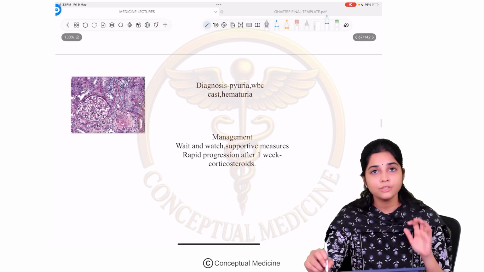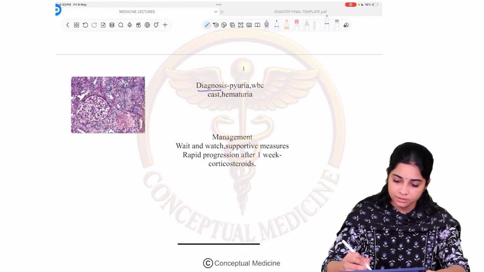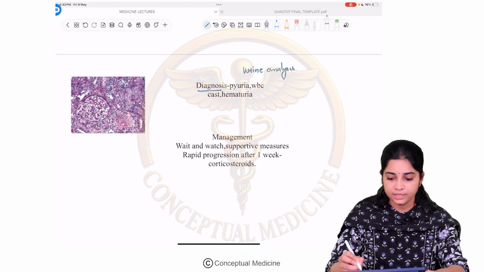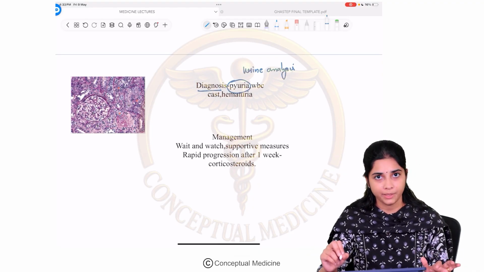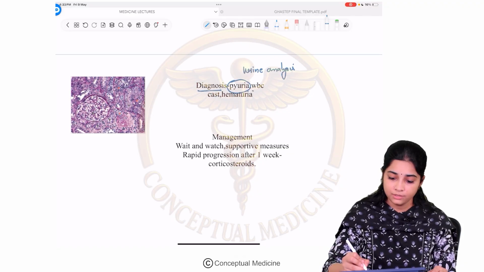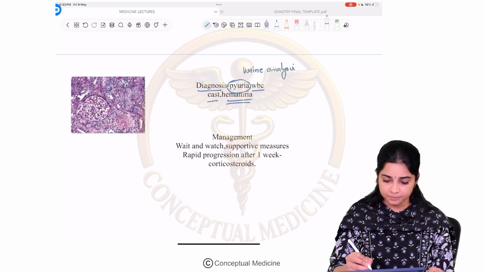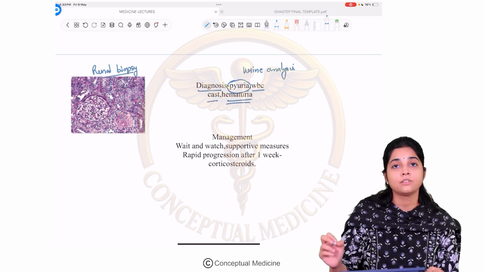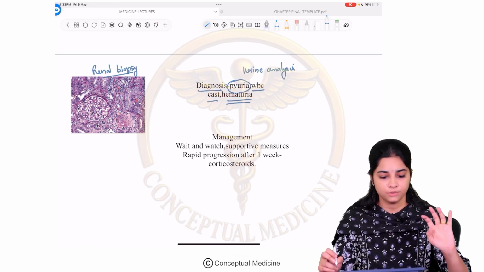Fine. Now, how do you diagnose AIN? The most important thing is your window to your kidney is your urine analysis. So, in your urine analysis, you look for pyuria. Like I told you, all pyuria is not infection. It can be AIN also. Then you look for WBC cast. You look for hematuria. Then, you do a renal biopsy if the diagnosis is not clear. If the diagnosis is not clear, then you have to biopsy the kidney and do it for analysis.